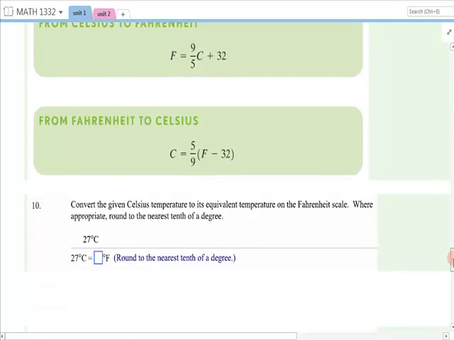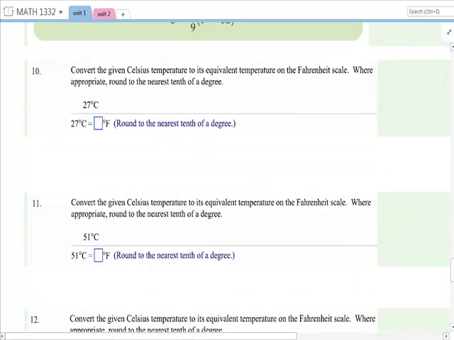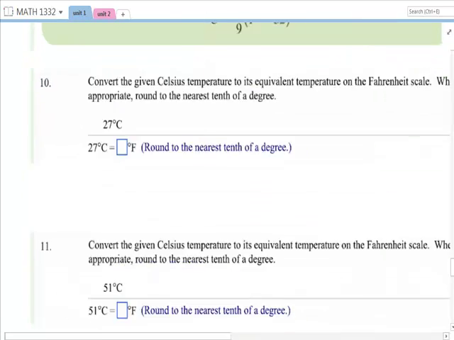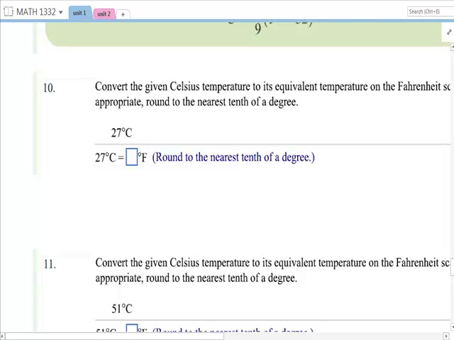Let's do a few of these. These are a matter of, can you use a formula? And can you use the right formula? Let's look at number 10.